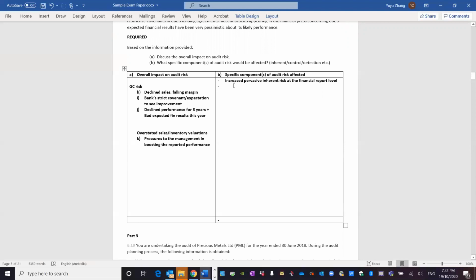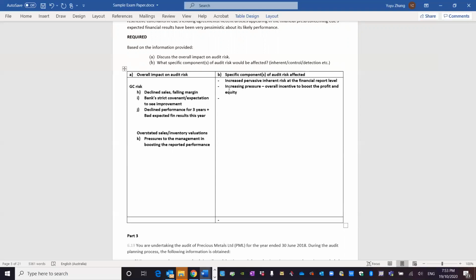Okay, so you could do a further explanation. Increasing pressure. So overall, incentive to boost the profit, right? Of course, you can make it more specific.